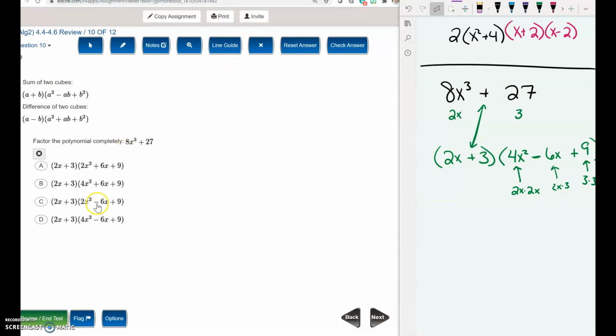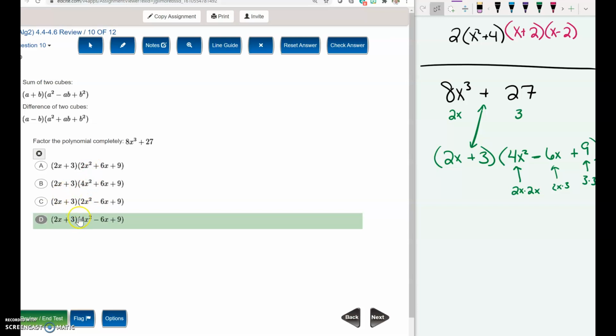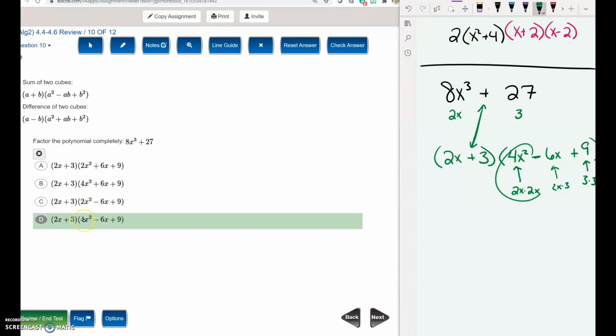So 2x plus 3, 2x squared, or 4x squared minus 6x. See how similar these two are? That's on purpose, because if you forget that this number has to be 2x times 2x, you would get that one wrong. So be very careful on that one.